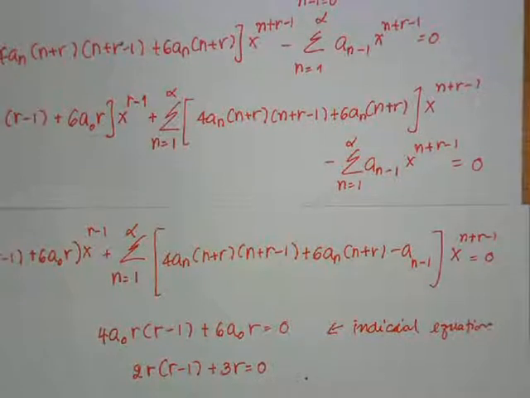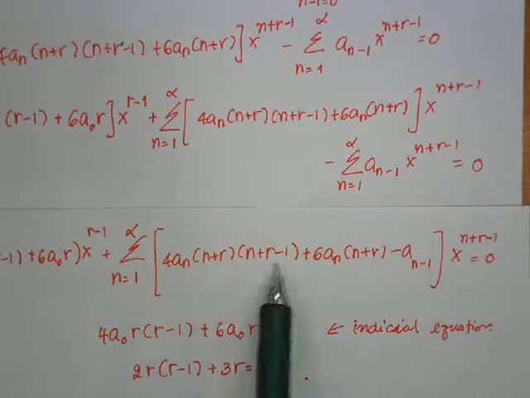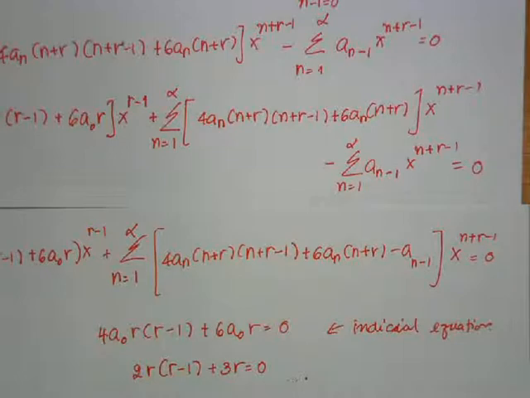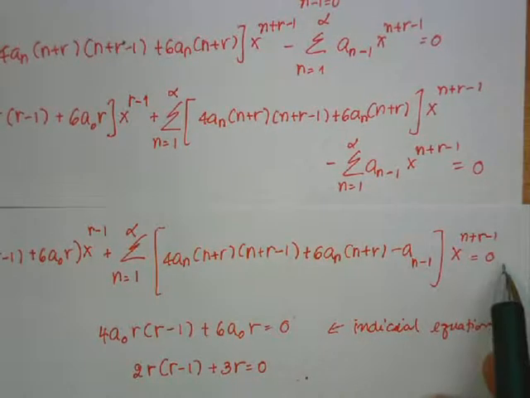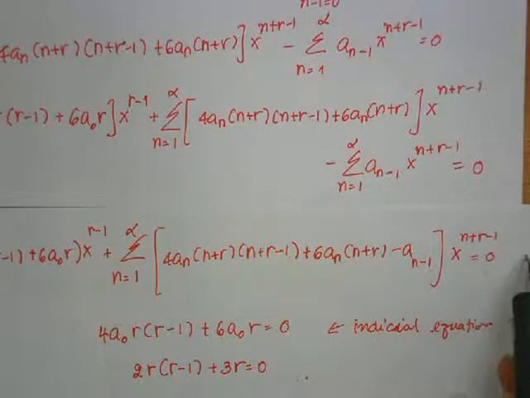Now, if you take a look at these two terms, you can use comparing of the coefficients, because this side would have 0 times x to the power of r minus 1 plus 0 times x to the power of n plus 1 r minus 1, right? So we compare the coefficients.